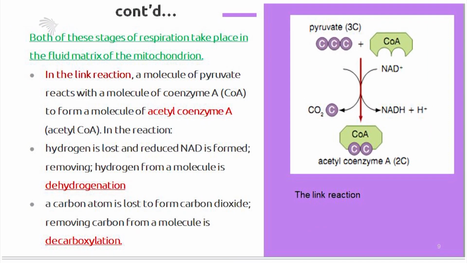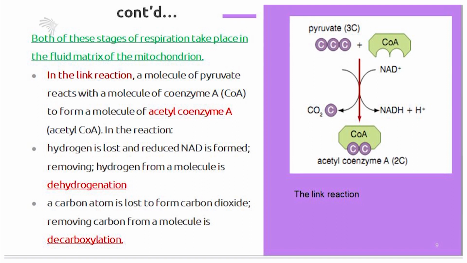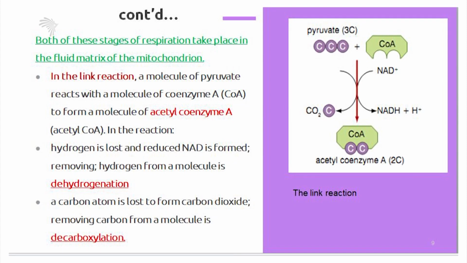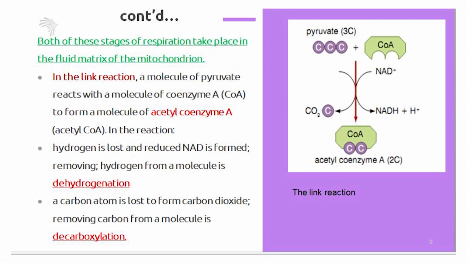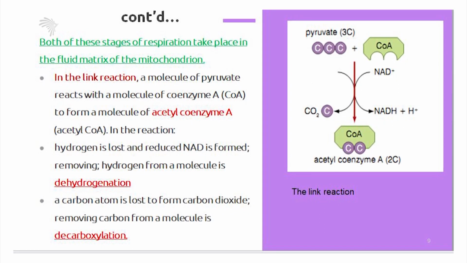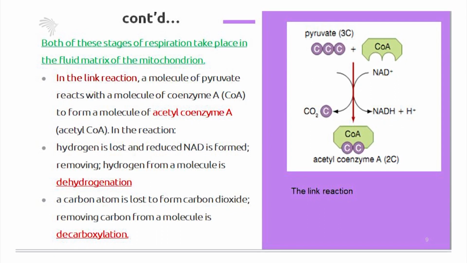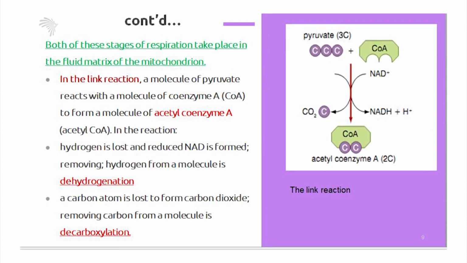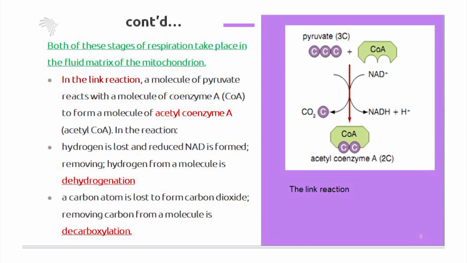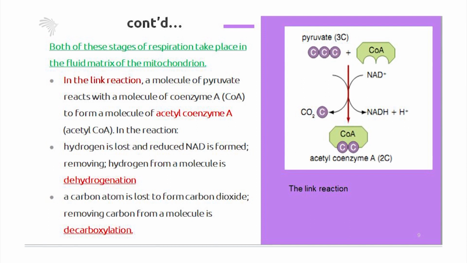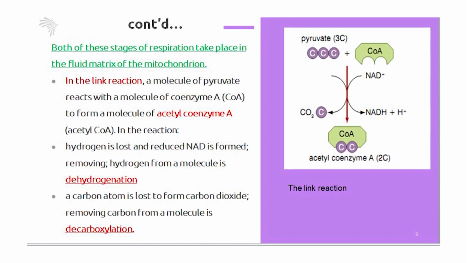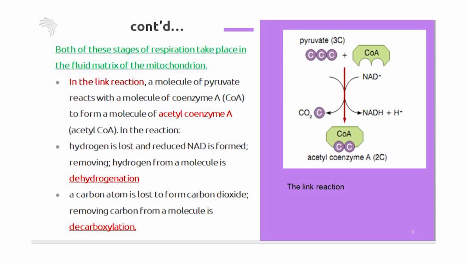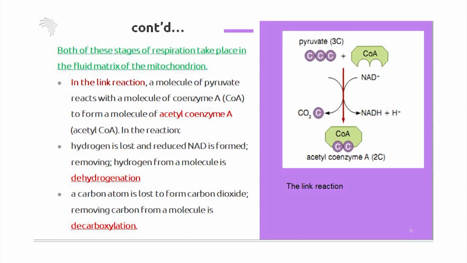Both these stages of respiration take place in the fluid matrix of the mitochondria. In the link reaction, a molecule of pyruvate reacts with a molecule of coenzyme A to form a molecule of acetyl coenzyme A. In the reaction, hydrogen is lost and reduced NAD is formed. Removing hydrogen from a molecule is called dehydrogenation. A carbon atom is lost to form carbon dioxide. Removing carbon from a molecule is called decarboxylation. So here you can see that the pyruvate in the link reaction becomes decarboxylated, removing a carbon, and becomes a 2-carbon molecule, which combines with coenzyme A to form acetyl coenzyme A.